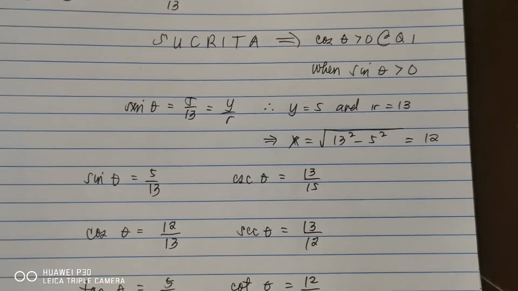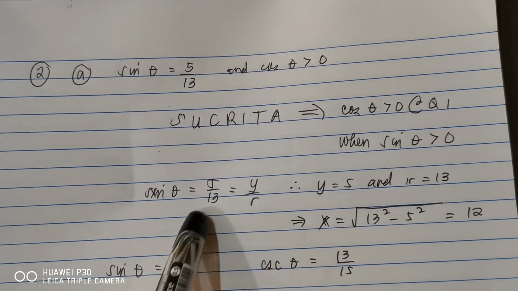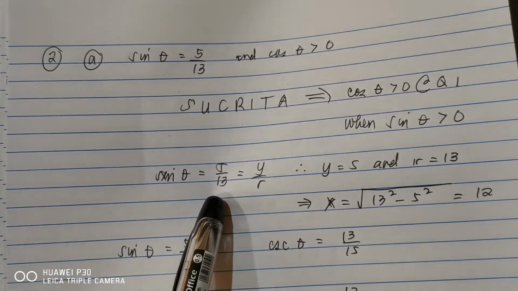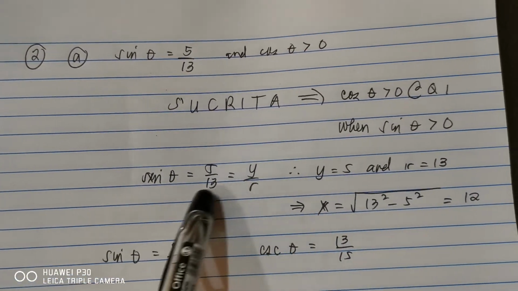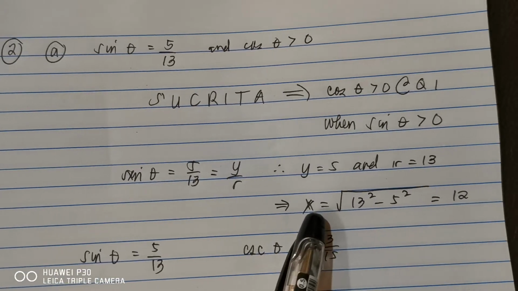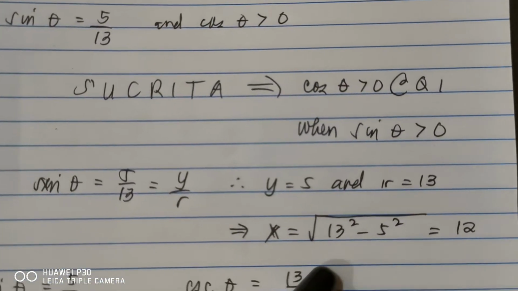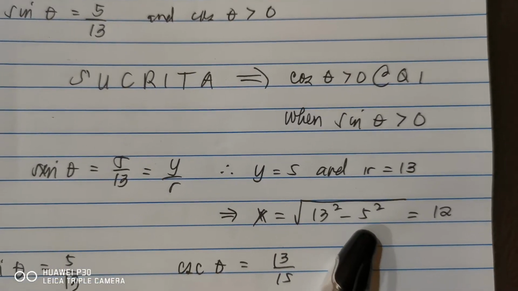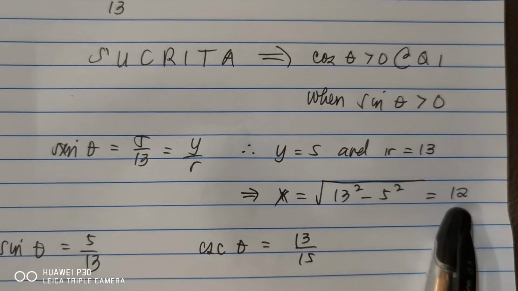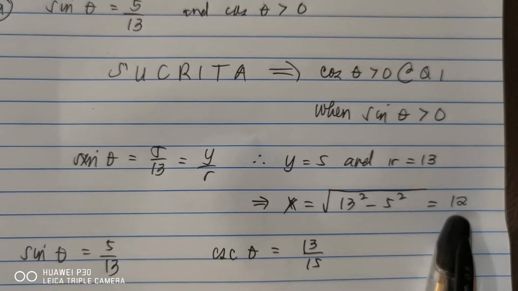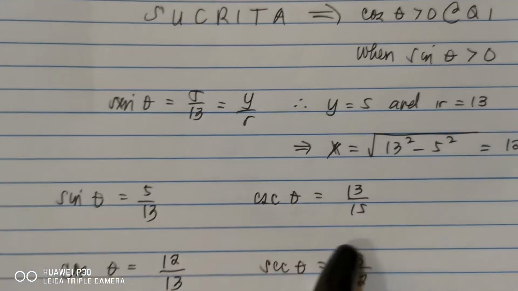Okay, so from there, we are going now to derive. Sine theta equals 5 over 13 is defined as y over r. Therefore, y is equal to 5 and r is equal to 13. So your unknown is x. So we derive from our Pythagorean theorem that x becomes the square root of r squared minus y squared. So 13 squared minus 5 squared, square root, is equal to 12 using our scientific calculator. So we already have the values of x, y, and r.